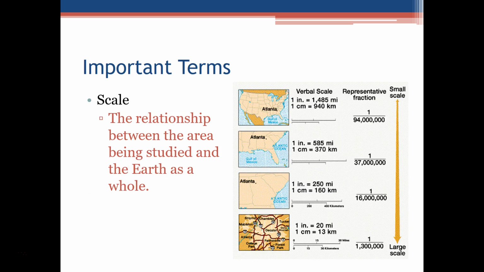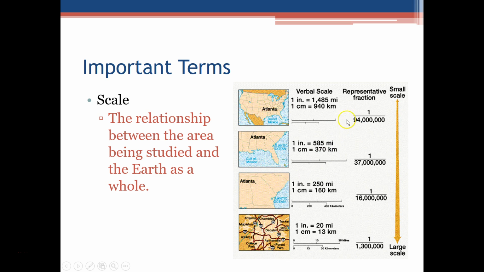So next term, scale. Scale we're going to go over a few times. Actually, here we're going to go over it a couple of times just in this one specific PowerPoint. But it's a relationship between what you're looking at and the actual Earth. So all right, look at this on the right side. This is confusing, okay? It has to do with math. Math is hard. So this top map is Atlanta. The one under it's Atlanta. The one under it's Atlanta. The one under it's Atlanta.